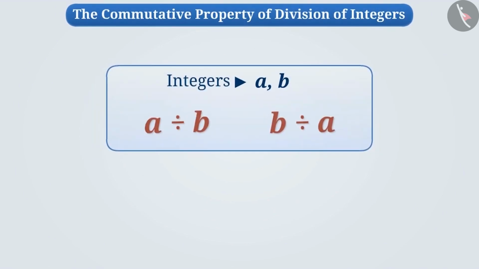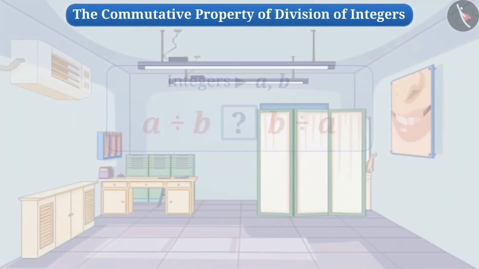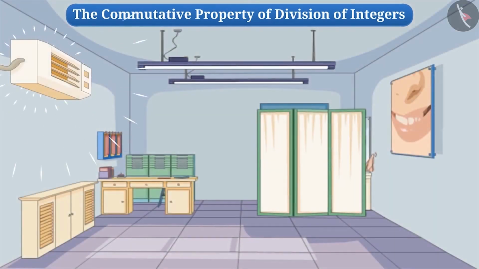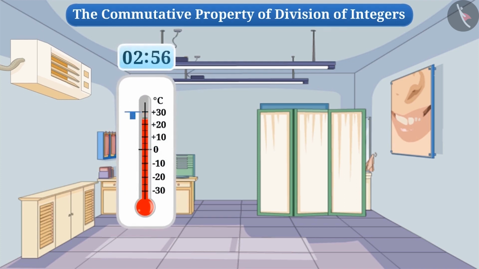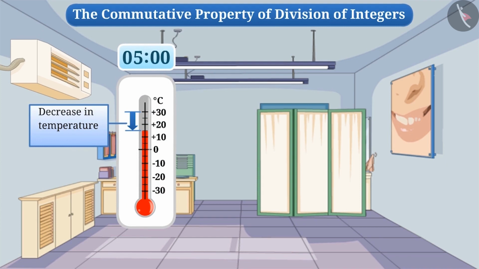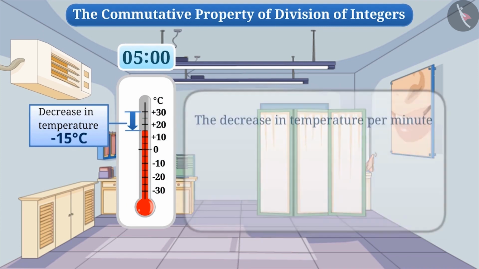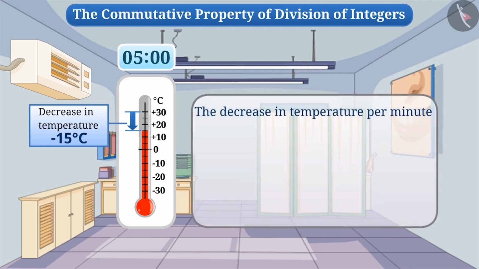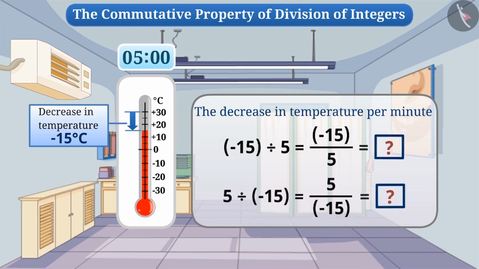Is the division of integers also commutative? Let's find out. One room was being cooled using AC. It was observed that the temperature dropped below 15 degrees Celsius in 5 minutes. We will represent the decrease in temperature in integers as minus 15 degrees Celsius. If we have to find out how much the temperature has decreased per minute, we will have to divide minus 15 by 5. Would changing the order of integers here change the result? Think about it.